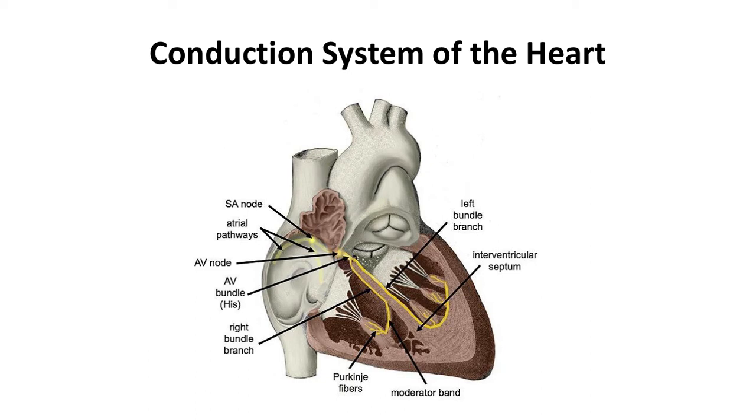The first part of this system is called the sinoatrial node, or SA node. The SA node is located in the right atrial wall. It can actually spontaneously depolarize to threshold. This is called a pacemaker potential. The SA node is also known as the pacemaker of the heart. When threshold is reached, then an action potential can occur.